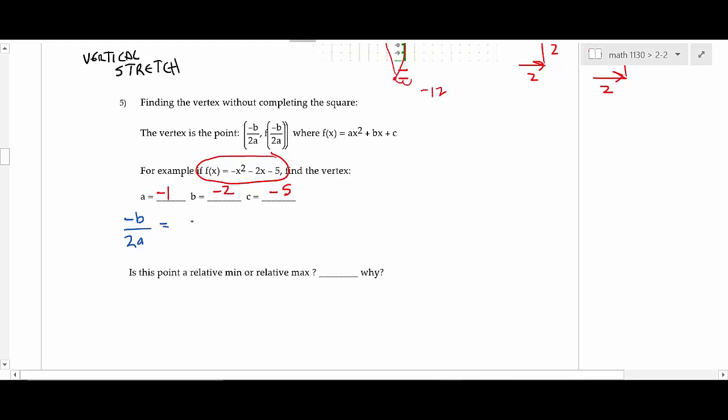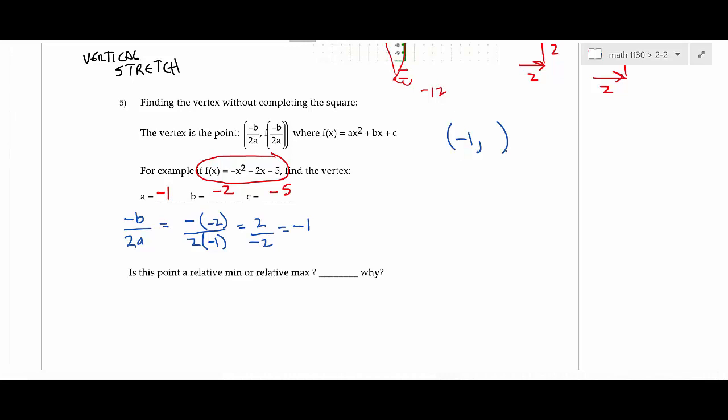So if you do that, you would have negative 2, since b is negative 2, over 2 times a is negative 1, so that's 2 over negative 2, so that's equal to negative 1. So what you would find on this is you would have negative 1 would be the x value of the vertex. Okay, everybody with me what I did there? Okay, that's part of the quadratic formula.